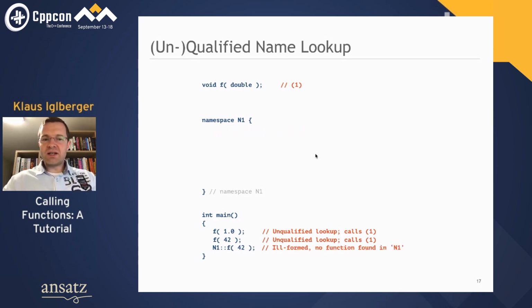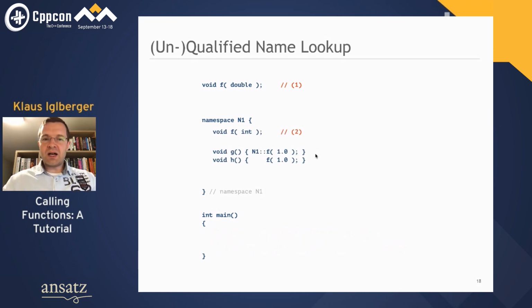Now let's imagine that the function in the namespace n1 doesn't exist. I only have function 1. Then the first two cases will still call function 1. The last call, the qualified lookup, however, is now ill-formed. There simply isn't a function f in namespace n1. The name lookup comes up empty-handed and reports this as an error. It does not continue looking because it is qualified lookup after all. You are specifying that you want to call a specific function from a specific namespace in the first place.